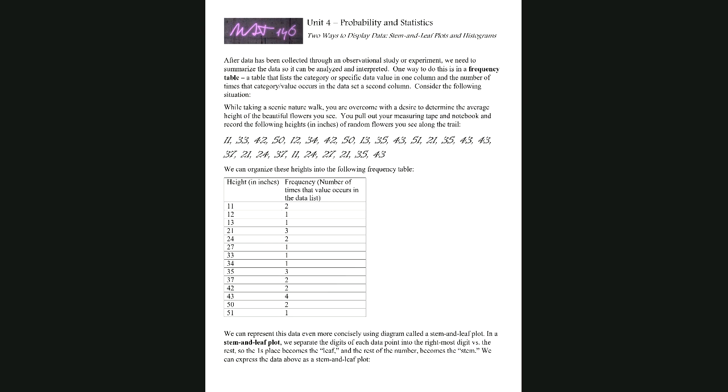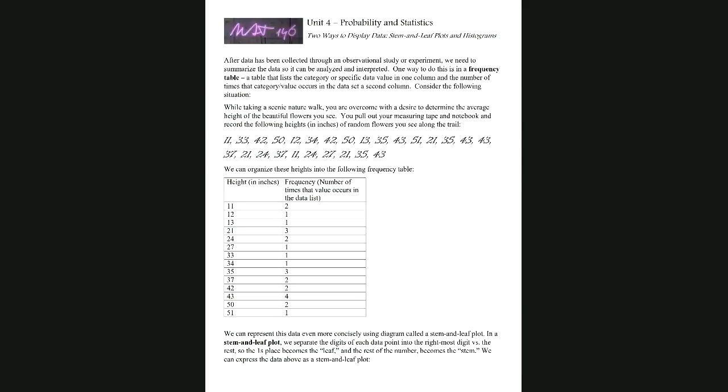One way to do this is in a frequency table. A frequency table is a table that lists the category or specific data value in one column and the number of times that category or value occurs in the data in a second column. So if you're dealing with categorical data, you may have something like eye color as the characteristic you're looking at. You might have blue, green, brown, and then in the second column you would have how many people had blue eyes, how many had green eyes, how many had brown eyes, and so on. So that's basically a frequency table.